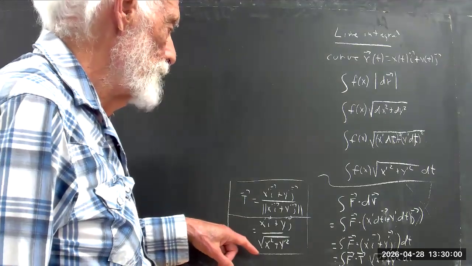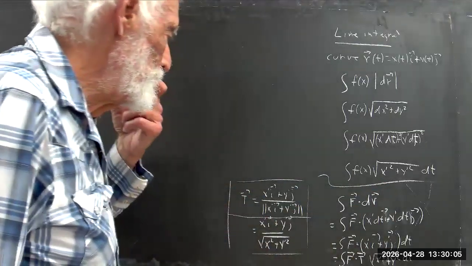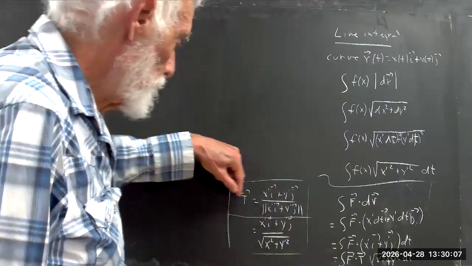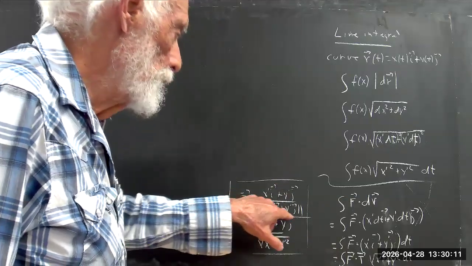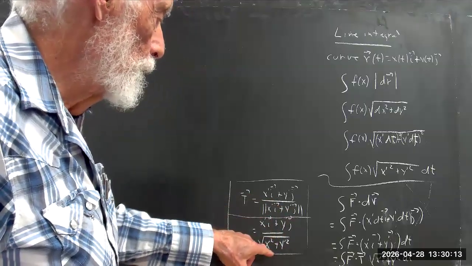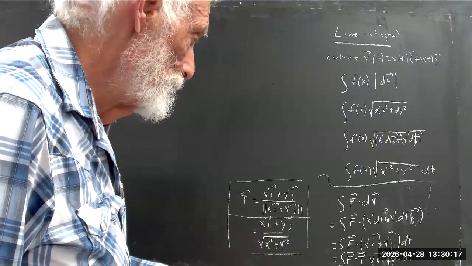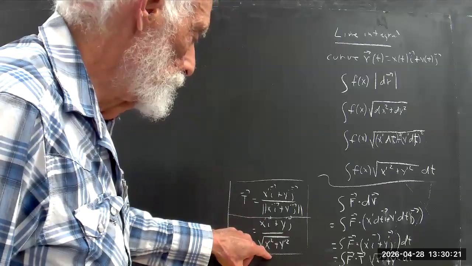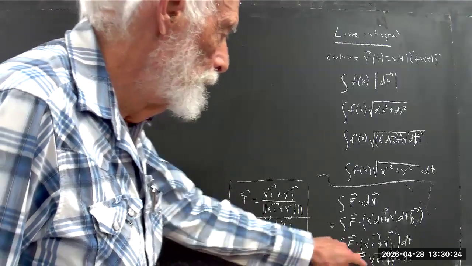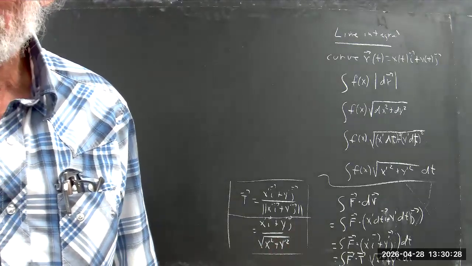This means that f dot x prime i plus y prime j is f dot T, the unit tangent vector, which has a magnitude of x prime i plus y prime j, or the square root of x prime squared plus y prime squared in the denominator. Well, this one doesn't have a denominator, so you better multiply the unit tangent vector by that denominator, which gives you this. And there you have it.